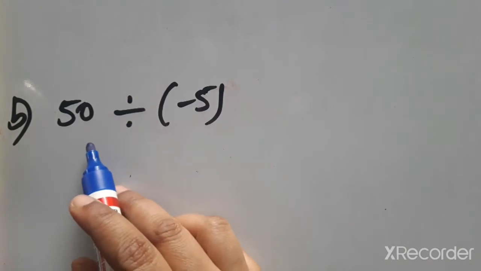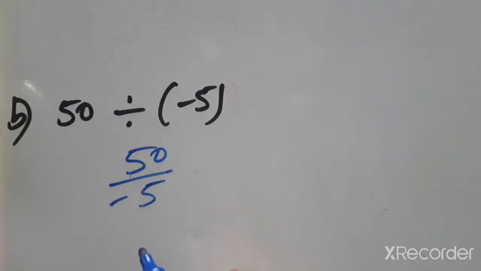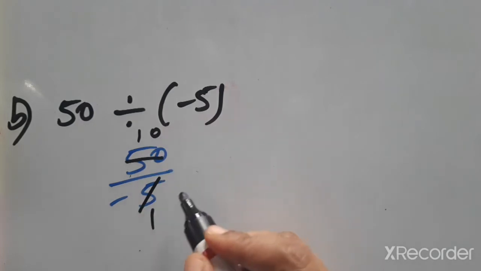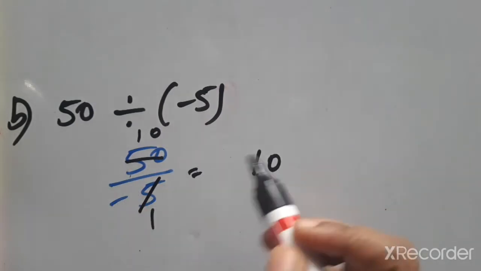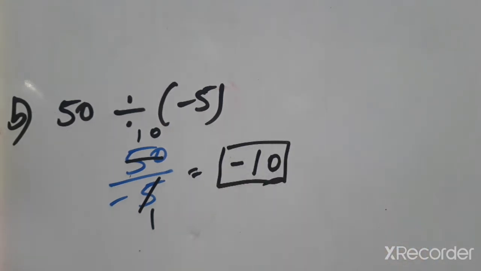Second one, B, 50 divided by minus 5. 5 1s are 5, 5 10s are 50. So the answer is 10. Plus into minus is minus. The answer is minus 10.